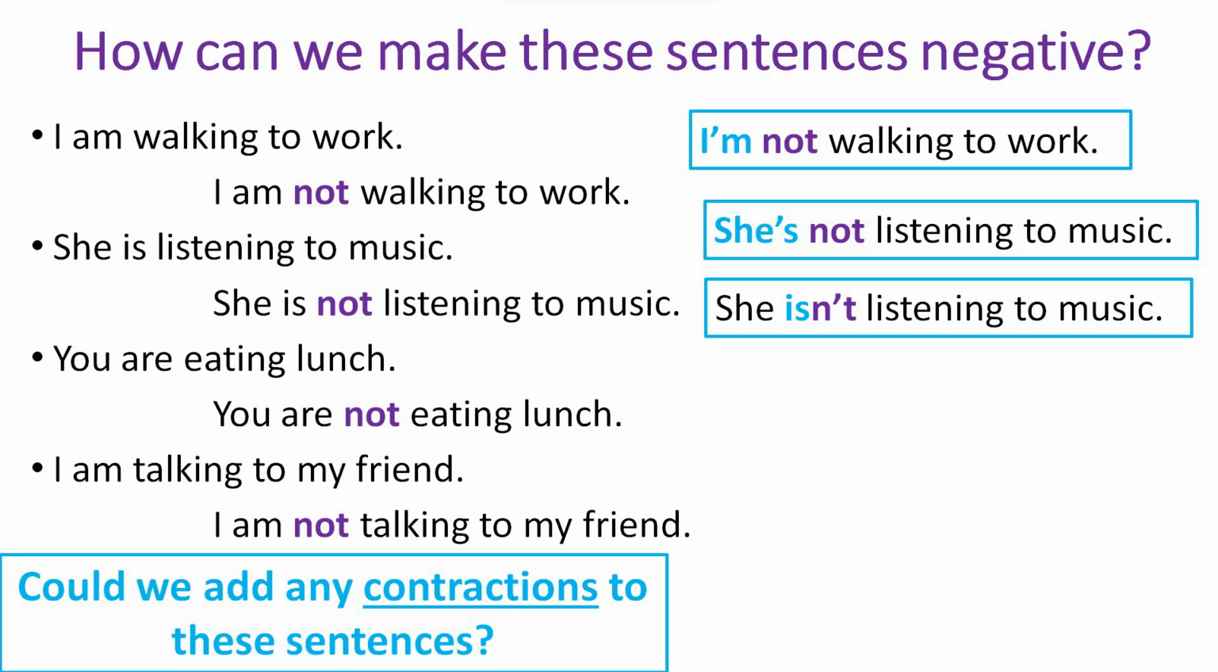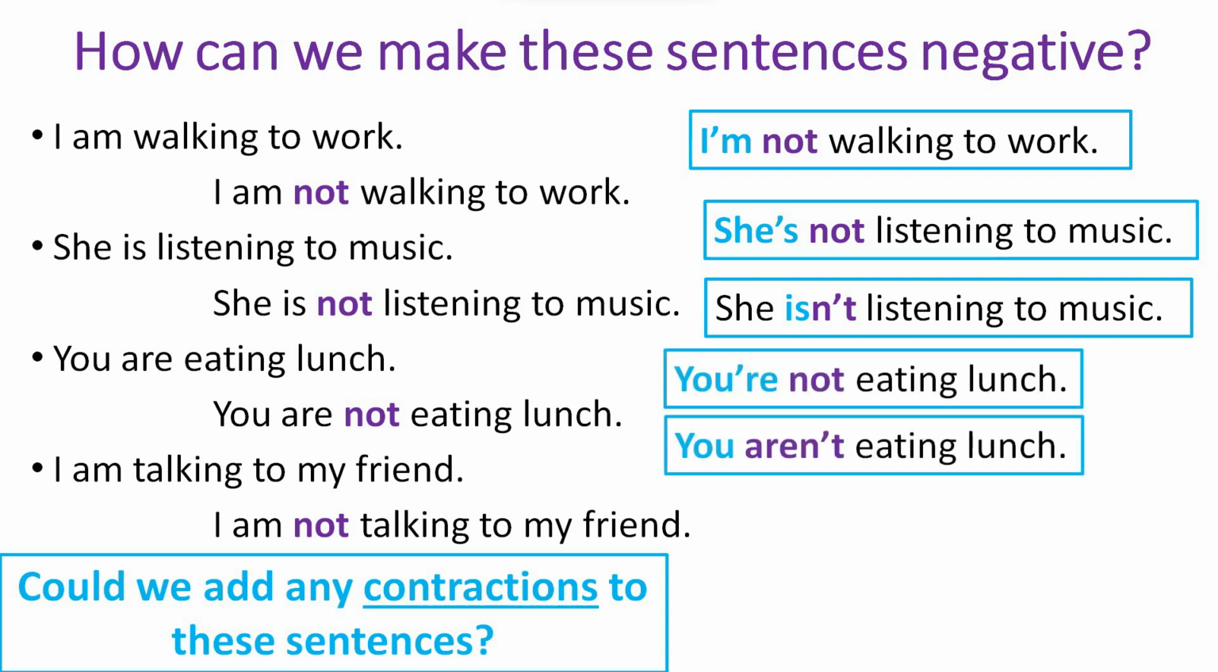We also have two choices in the third sentence. We could push you and are together to make you're not eating lunch, or we could push are and not together to make you aren't eating lunch. Again though, we can only choose one of these options. We can't say you're aren't eating lunch, for example.